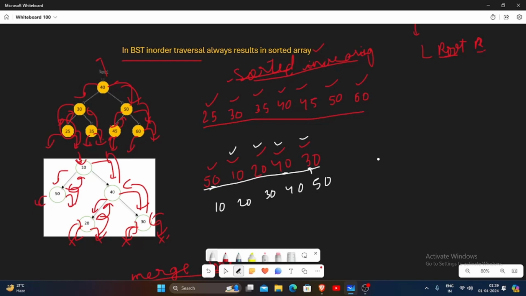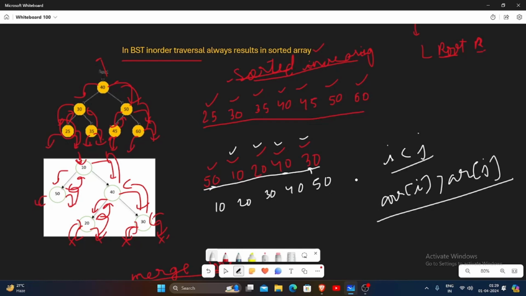The definition of inversion is: if i is less than j, and arr[i] is greater than arr[j], this is called an inversion. You can clearly see, if I write the indices here 0, 1, 2, 3, 4, 0 is less than 1, and arr[0], which is 50, is greater than arr[1], which is 10. 50 is greater than 10. This is an inversion. Similarly, 0 is less than 2 and this value is greater.